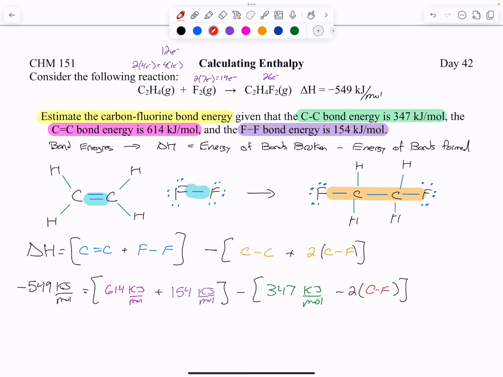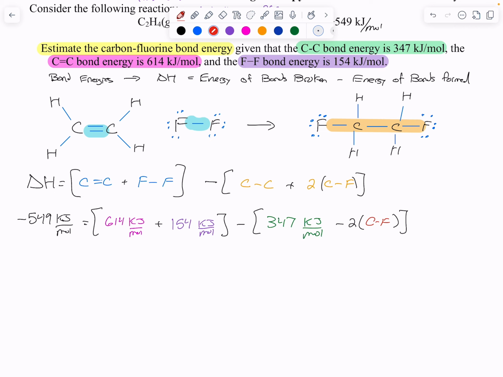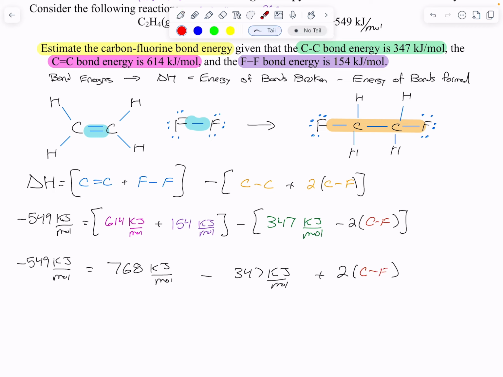minus 2 times the C-F bond. Excellent. Now it's algebra time. All right, so negative 549 kilojoules per mole equals, I think if I do 614, 154, I get 768 kilojoules per mole minus 347 kilojoules per mole plus 2 times C-F. So very important, right? This negative 1 is distributed to both, right? Both.